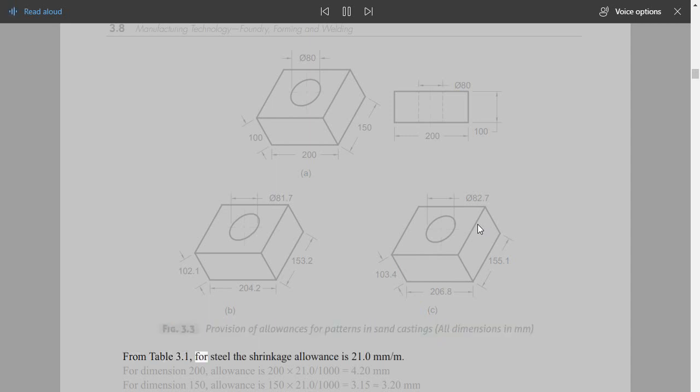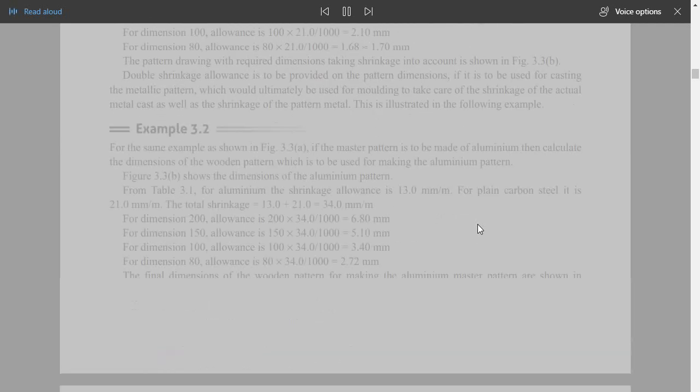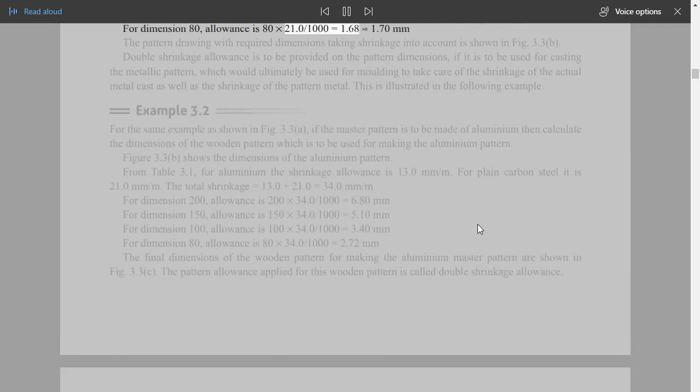From Table 3.1, for steel the shrinkage allowance is 21.0 mm/m. For dimension 200, allowance is 200 × 21.0 divided by 1000, equal to 4.20 mm. For dimension 150, allowance is 150 × 21.0 divided by 1000, equal to 3.15, about 3.20 mm. For dimension 100, allowance is 100 × 21.0 divided by 1000, equal to 2.10 mm. For dimension 80, allowance is 80 × 21.0 divided by 1000, equal to 1.68, about 1.70 mm. The pattern drawing with required dimensions taking shrinkage into account is shown in Fig. 3.3b.